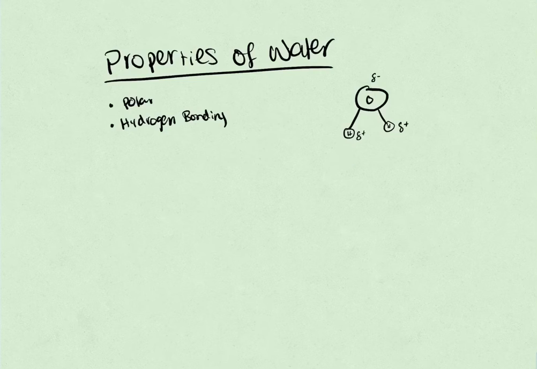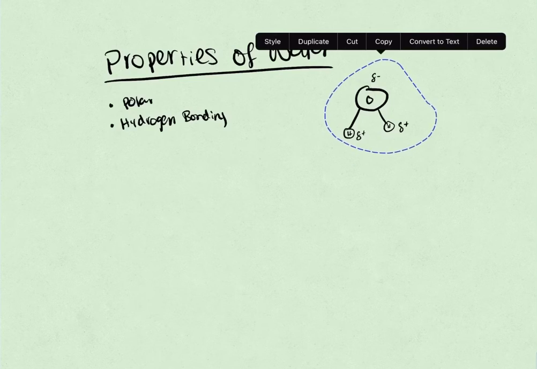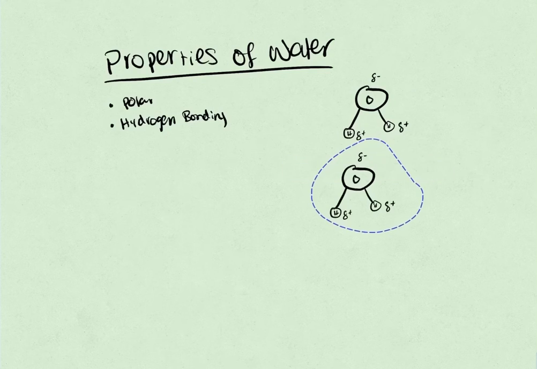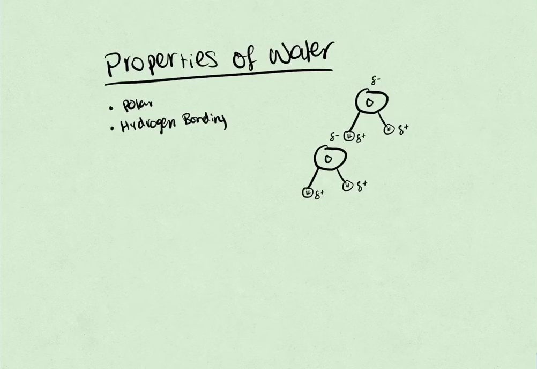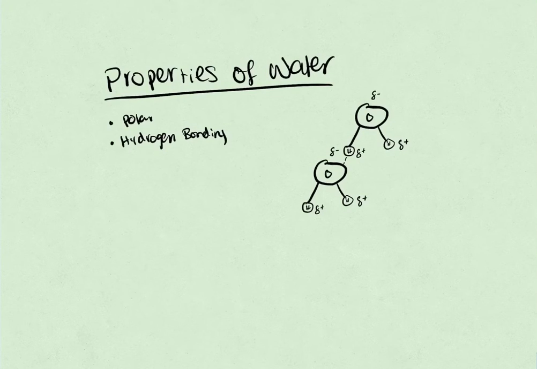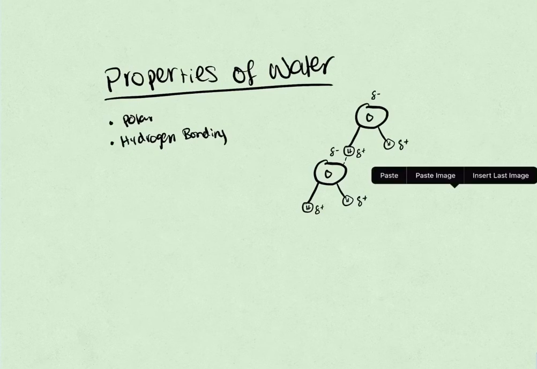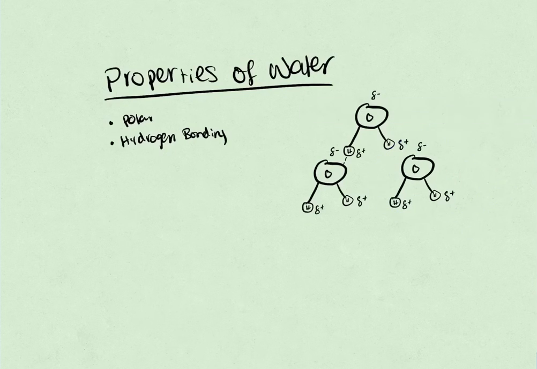Let's try that again. The hydrogen is attracted to other oxygen atoms, which are partially negatively charged. So this partial positive and partial negative create a sense of attraction, and this continues on and on and on. This allows it to have the cohesive property.